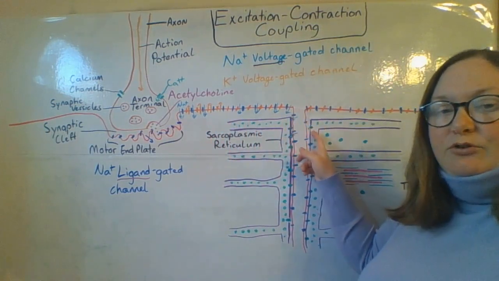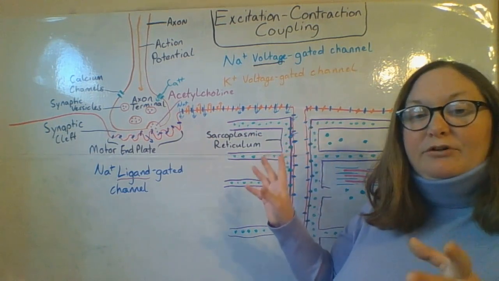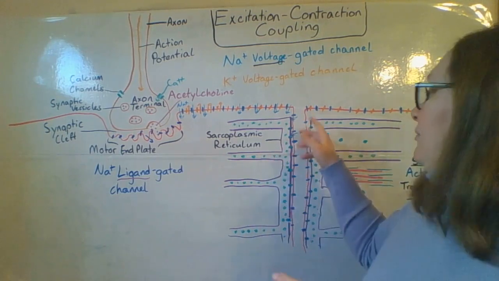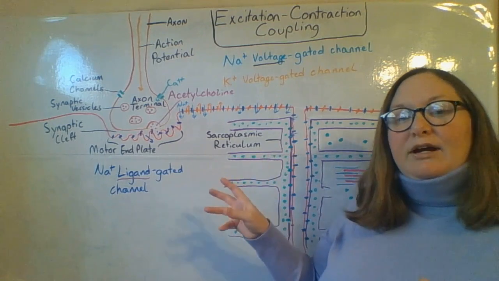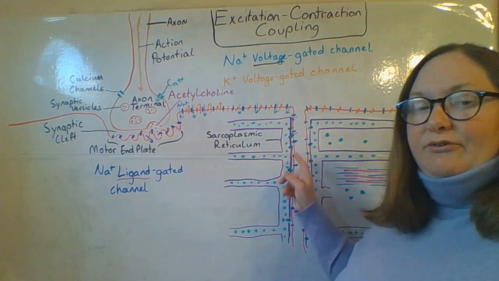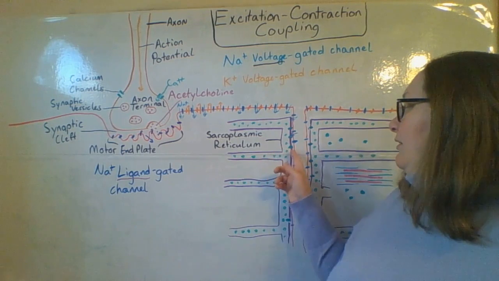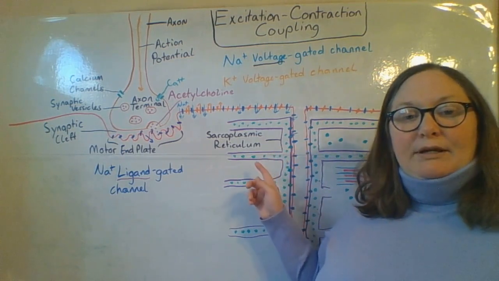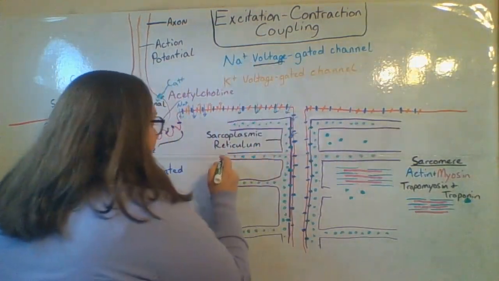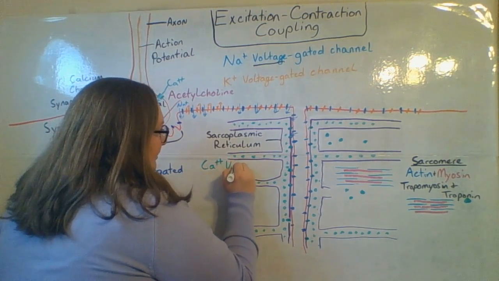It goes down the T tubules, because if you remember, the T tubules are part of a triad. It has sarcoplasmic reticulum on either side. And as the membrane in the T-tubule starts to depolarize, it triggers these calcium channels in the sarcoplasmic reticulum. So these are, let me write this out here. Calcium, they're voltage gated.